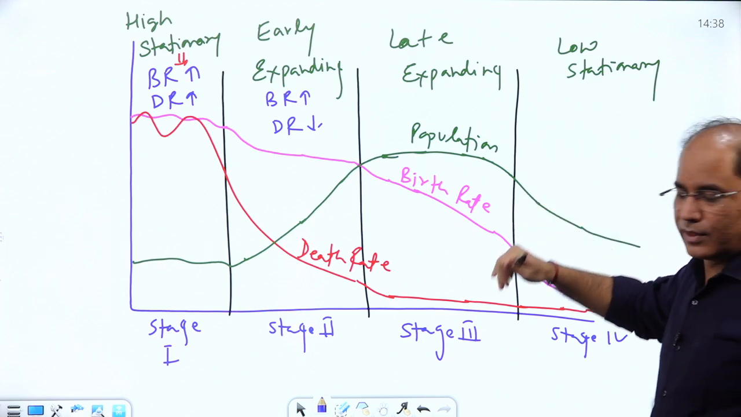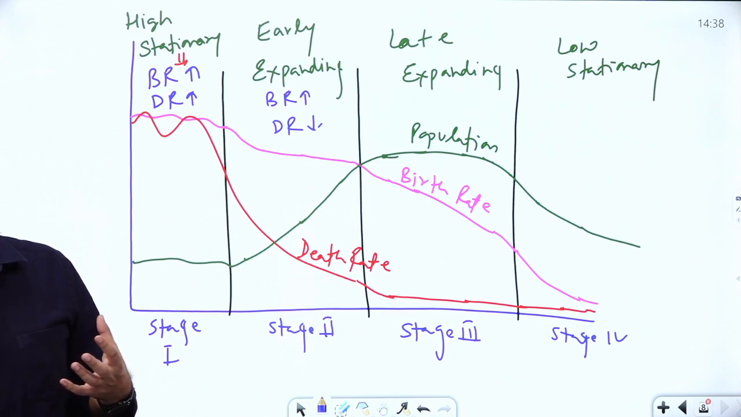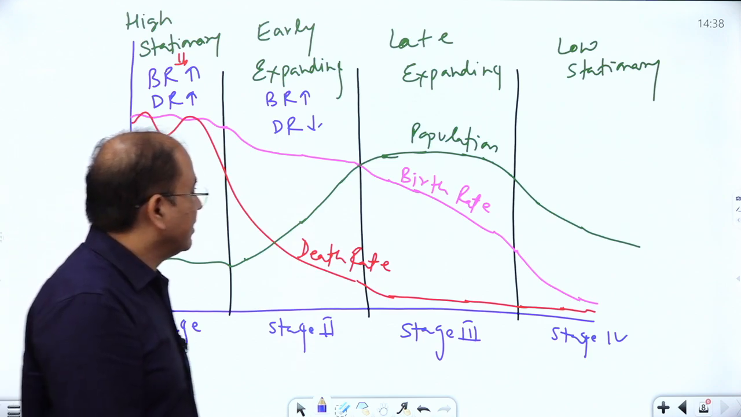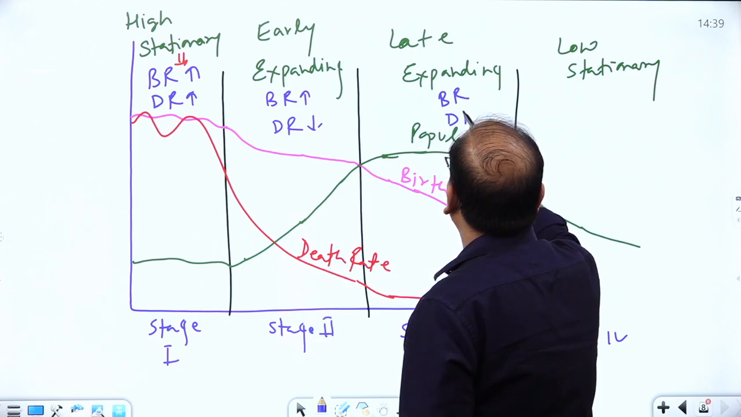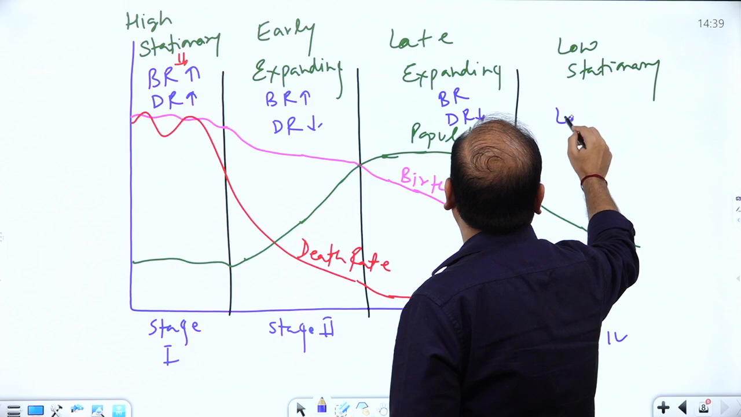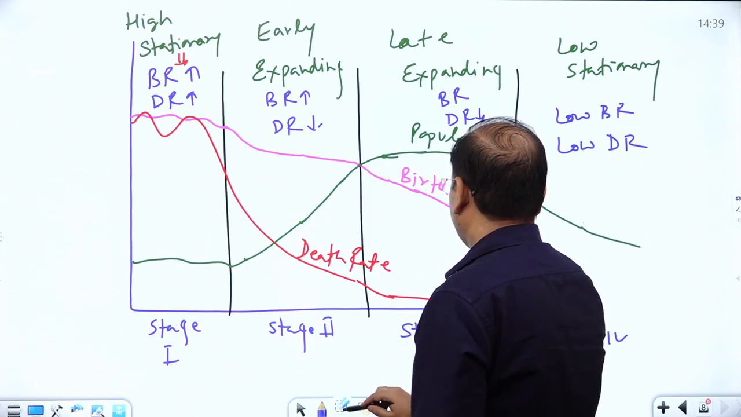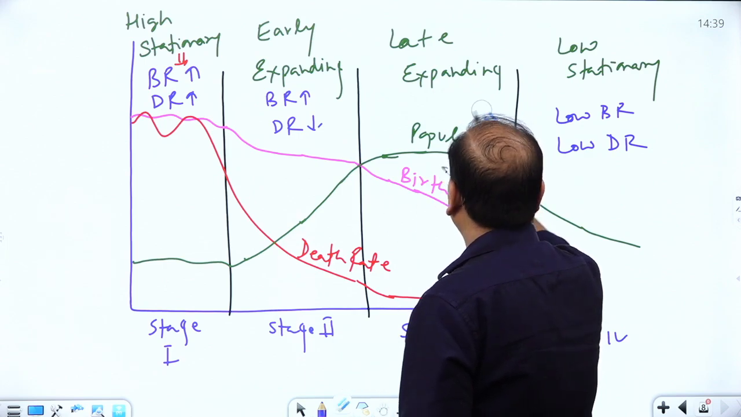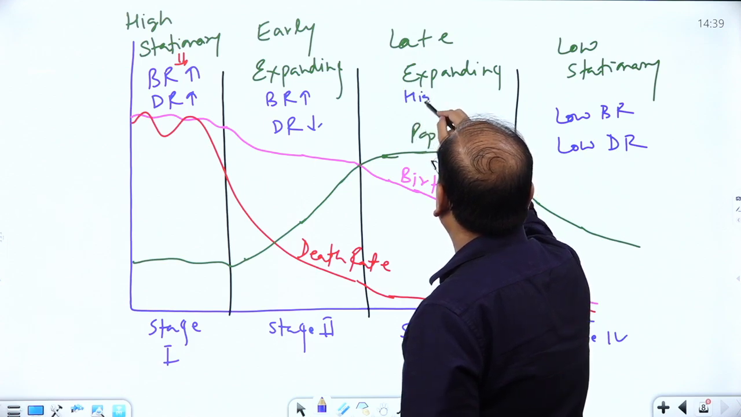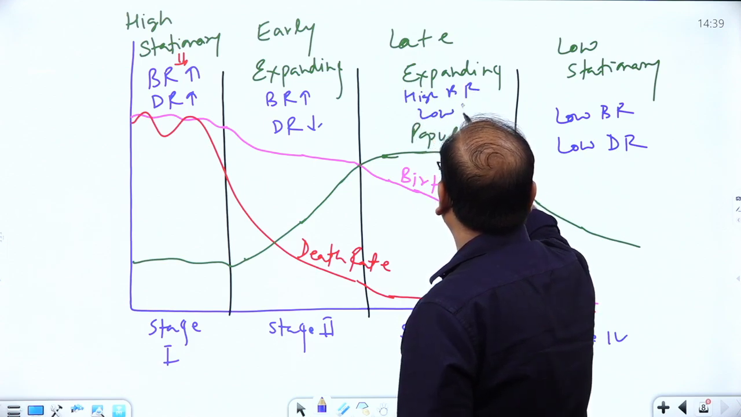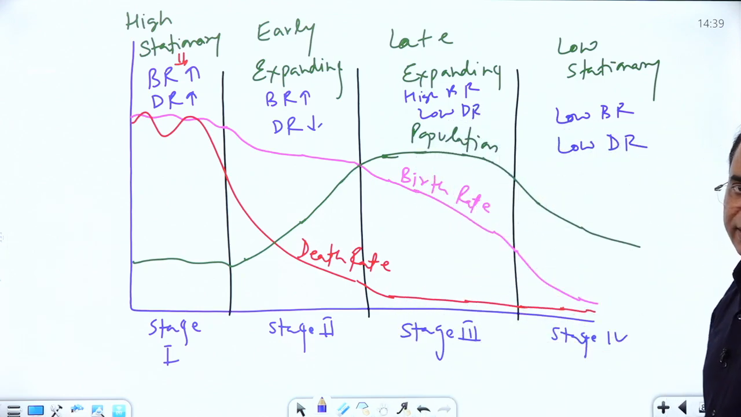This population declining is mainly associated with some of the highly developed societies. So in highly developed societies, what will happen here is that the birth rate is low and the death rate is also low. Because of the low birth rate and low death rate, the population has declined. So we are witnessing the negative population growth.